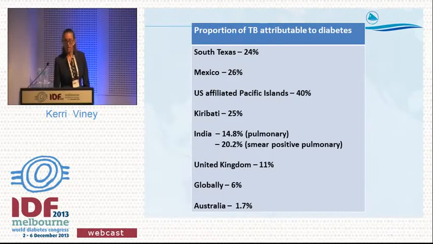In our study, which I'll present in a moment, in Kiribati, an equatorial Pacific Island nation, we established that a quarter of all TB is attributable to diabetes. In India, it's between 15 and 20%. In the United Kingdom, 11%. And the global estimate is that about 6% of tuberculosis is attributable to diabetes. However, that estimate is a few years old now, and we expect that it's a little bit higher than that. In Australia, a study by Claudia Dobler and colleagues established that 2% of TB in Australia is attributable to diabetes.